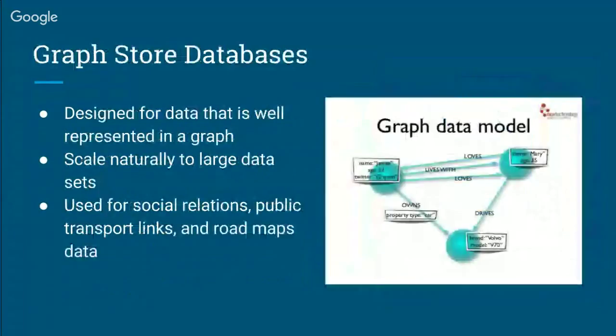Graph store databases. They are designed for data that is well represented in a graph. They scale naturally to large data sets. They are mostly used for social relations, public transport links, and road maps data.